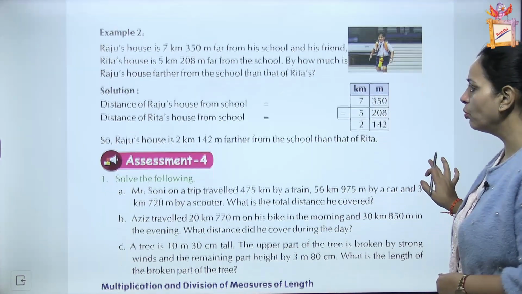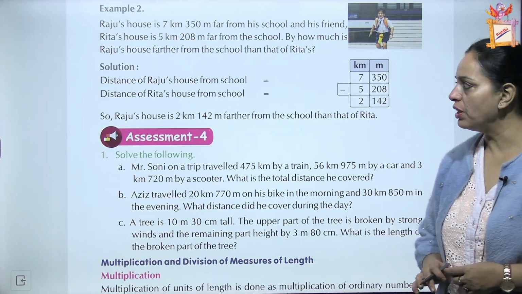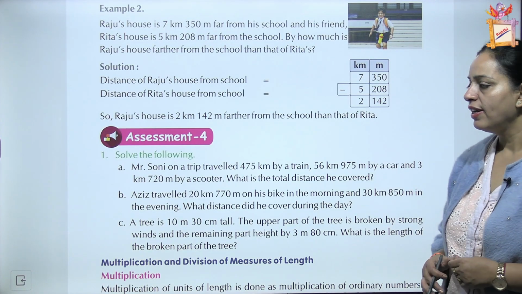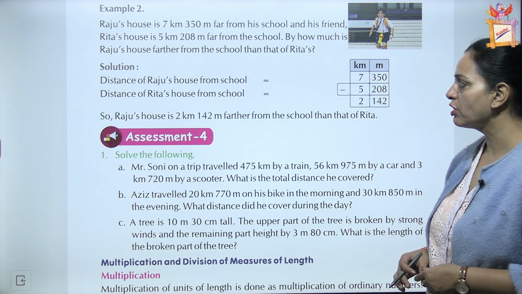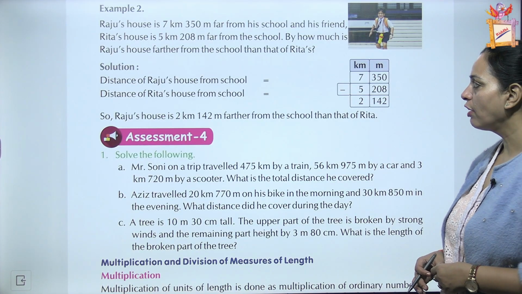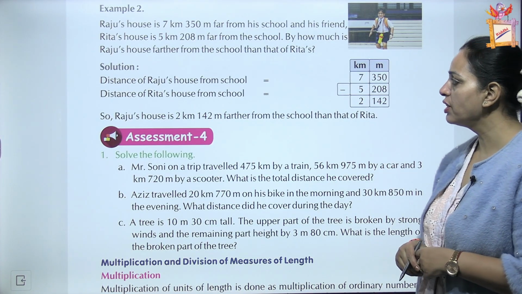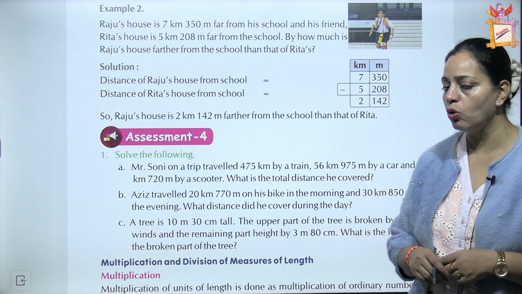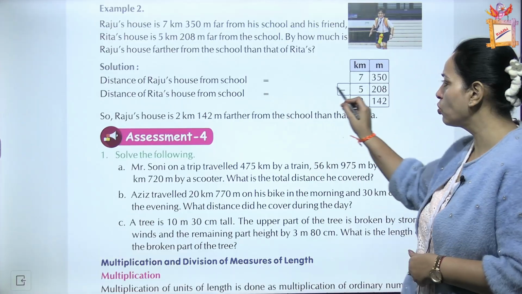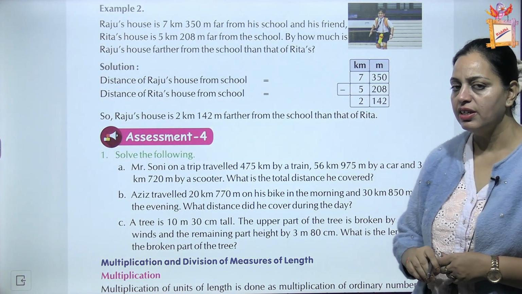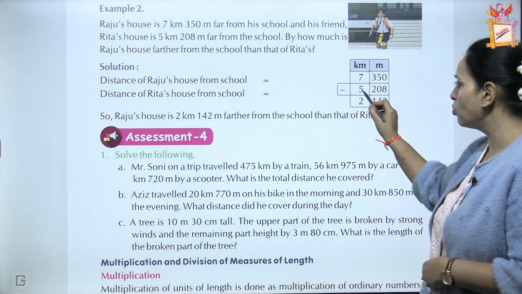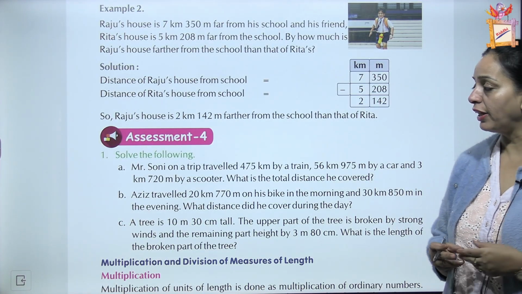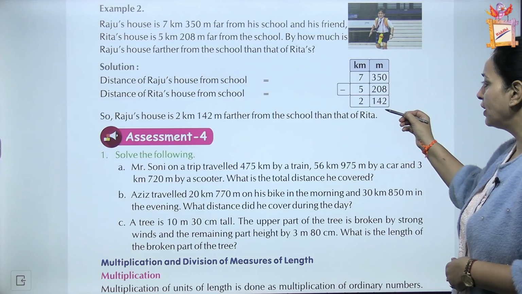Now example 2. Raju's house is 7 kilometer 350 meter far from his school and his friend Rita's house is 5 kilometer 208 meter far from the school. By how much is Raju's house farther from the school than that of Rita's? So distance of Raju's house from school, write in kilometer and meter. Distance of Rita's house from the school, write in kilometer and meter. How much, meaning we have to compare, so we will subtract, subtract both.